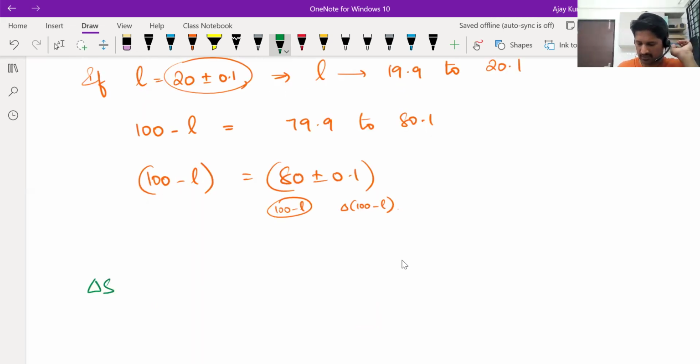So delta S by S is known to us. Let's call it as C. Okay, that calculation, let's call it as C. Then you can tell the error in S. That is C multiplied with the true value.